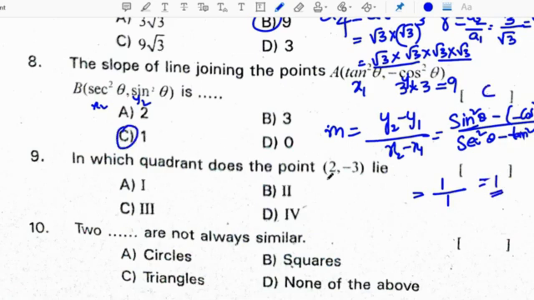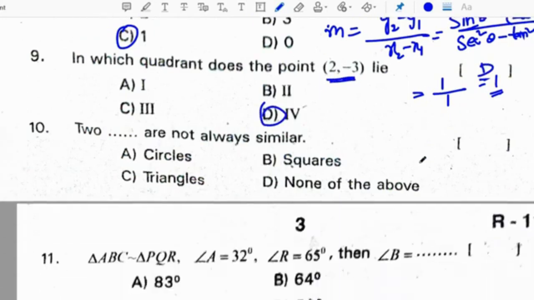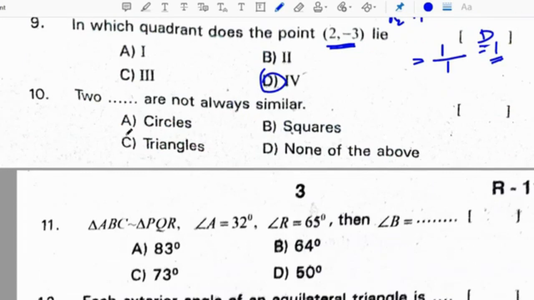In which quadrant does the point 2, minus 3 lie? It lies in the 4th quadrant. The correct option is D. Two triangles are not always similar. So circles are always similar, squares are also similar, but for triangles, only equilateral triangles are similar, other triangles are not similar. So the correct option for the 10th question is C.